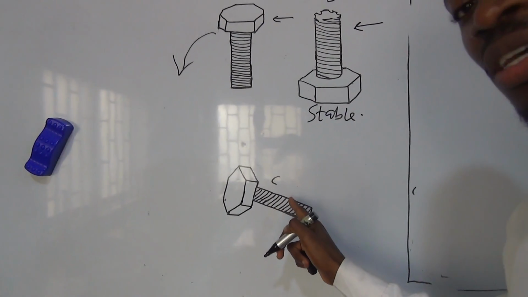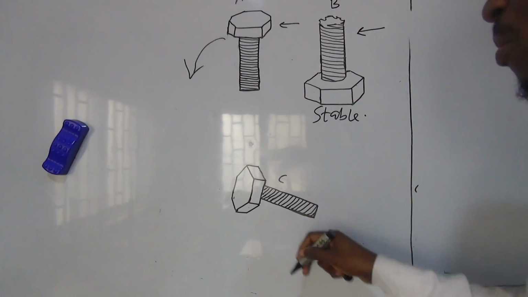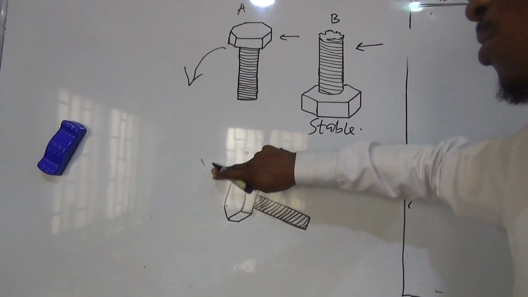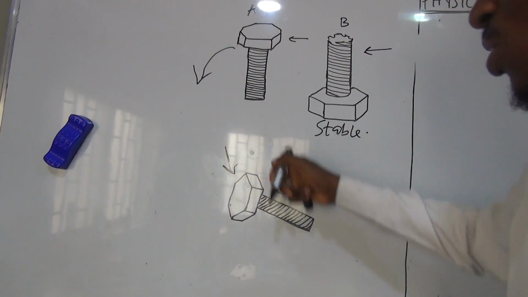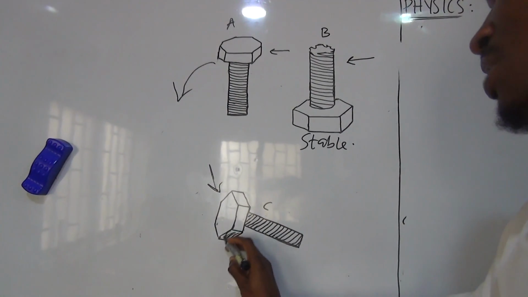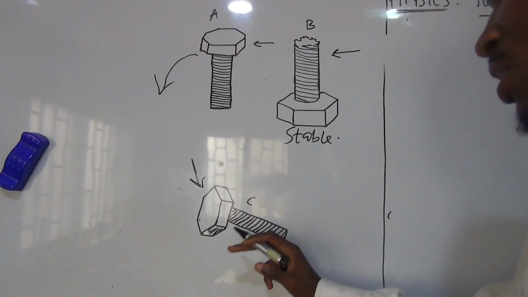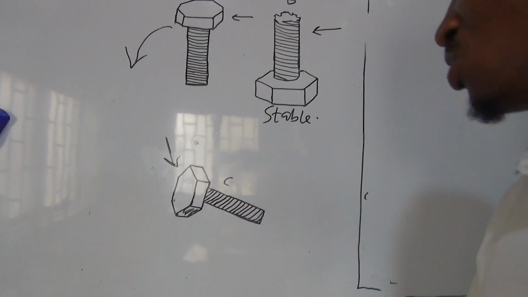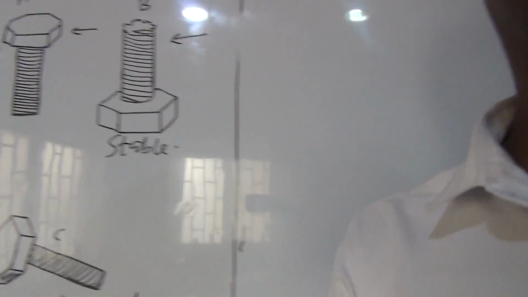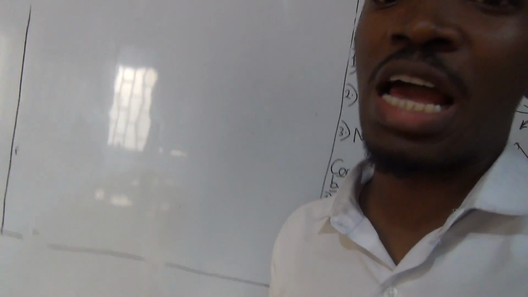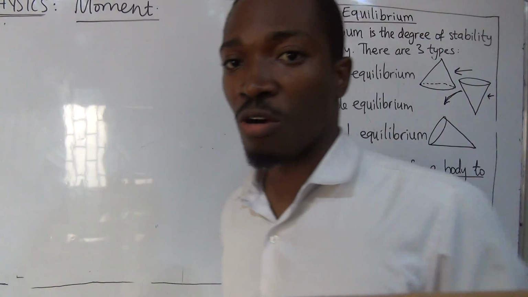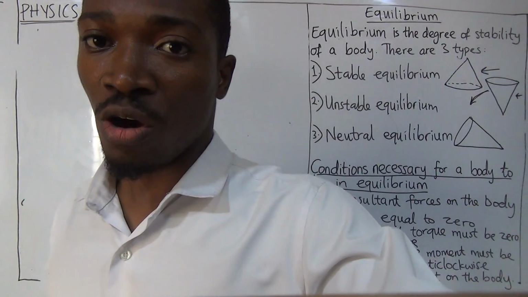And this one is considered to be neutral equilibrium, because when you apply little force, it will just tilt to this side, and then it will eventually rest on this side. This side will eventually rest on the ground. That's how you consider this to be in neutral equilibrium. So that is a practical application of the three types of equilibrium. Now we'll be solving some questions on this.